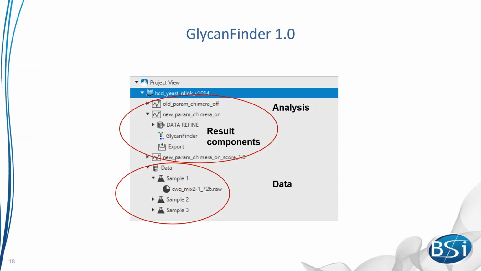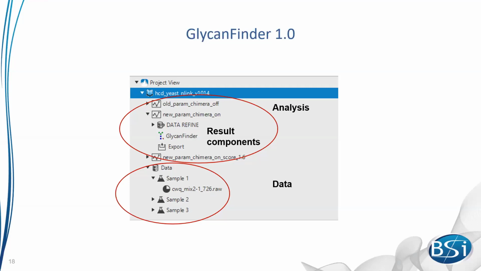Projects are now containers, and in the container we have the data. The data can be organized into samples and fractions. And then we perform the analysis on the data. We can select all of the data, or we can select some parts of the data to run a new analysis. The analyses are also containers of the result components. For example, in the screenshot that you can see now, for the GlycanFinder we have data refinement, GlycanFinder and export. Those are the result components. I will come into a little bit more detail about those.